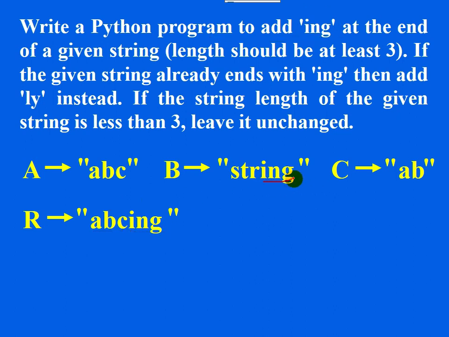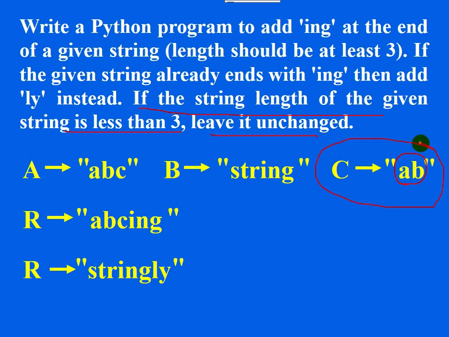Now here the string already ends with ing. So if the given string already ends with ing, then add ly instead. To this string I should concatenate the substring ly. So here the result must be the string followed by ly, because B already ends with ing. And in the third case, the length of the string is not greater than or equal to 3. It must be minimum 3. So if the length of the given string is less than 3, leave it unchanged. In this case, the answer is unchanged, AB itself. So your result is AB itself.